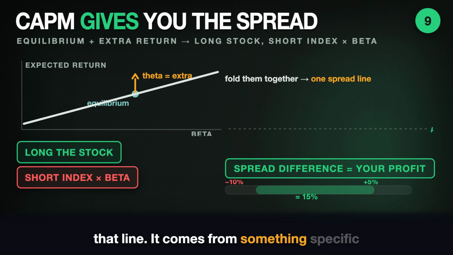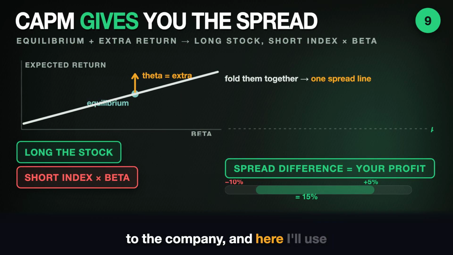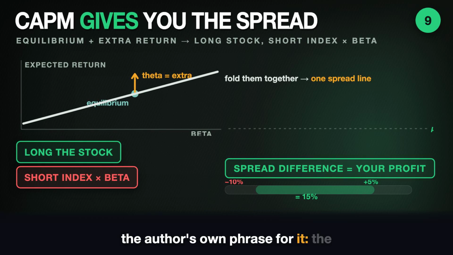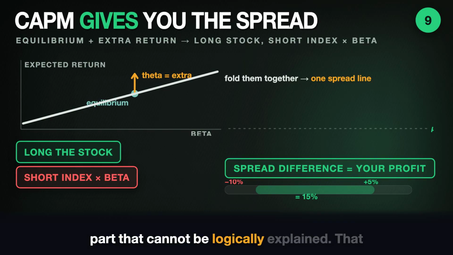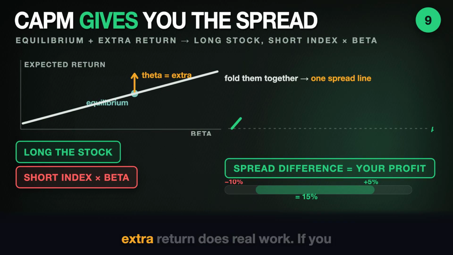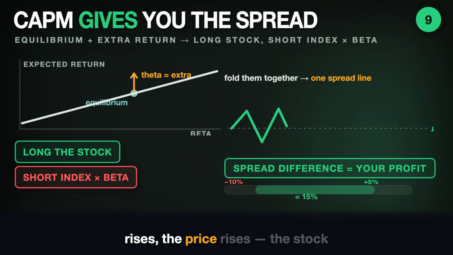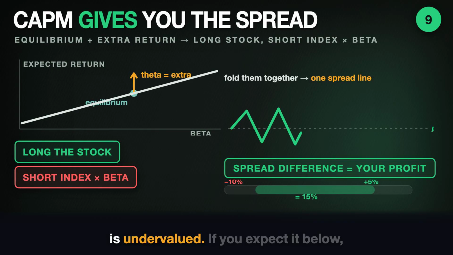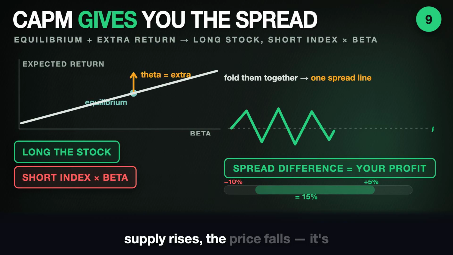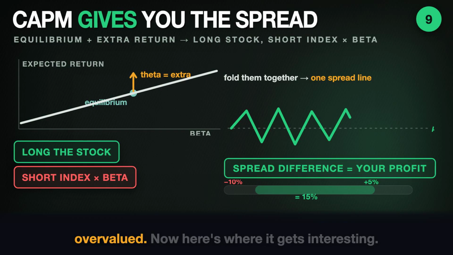It comes from something specific to the company, and here I'll use the author's own phrase for it. The part that cannot be logically explained. That extra return does real work. If you expect it to run above equilibrium, demand rises, the price rises, the stock is undervalued. If you expect it below, supply rises, the price falls, it's overvalued.